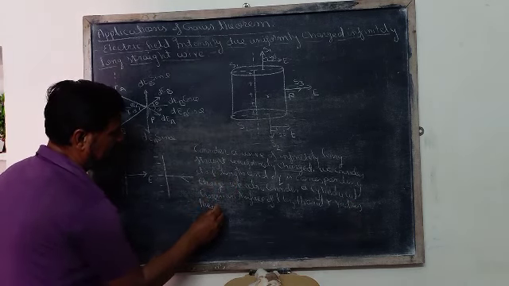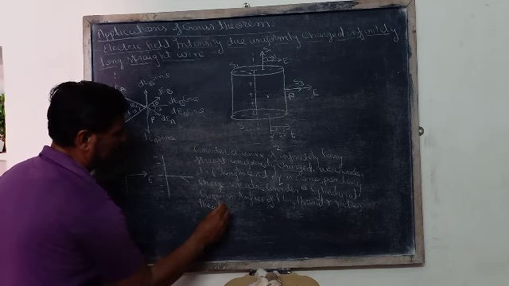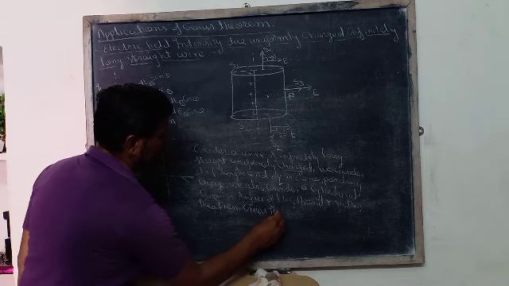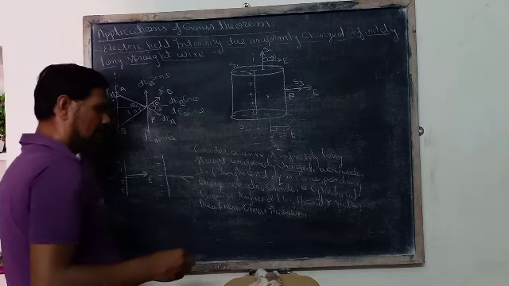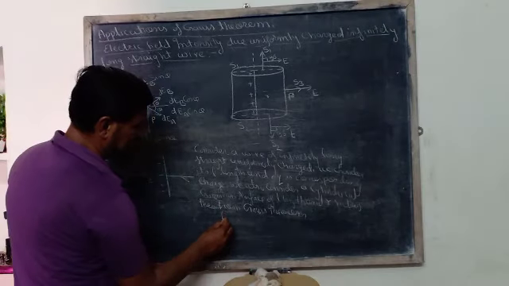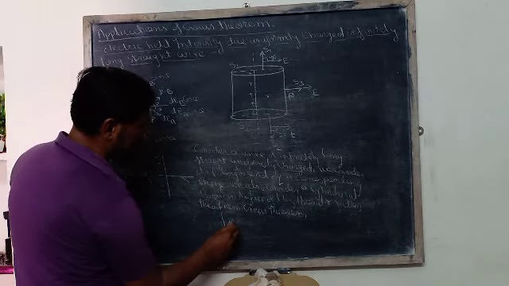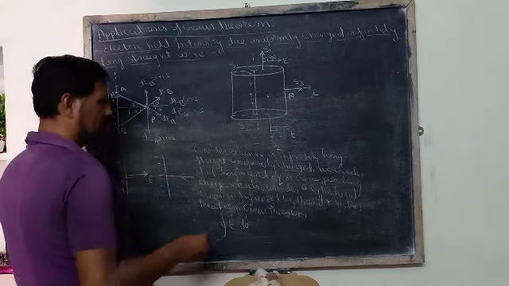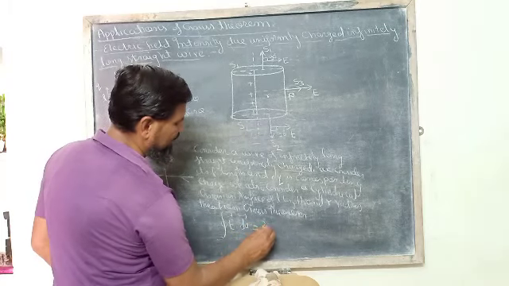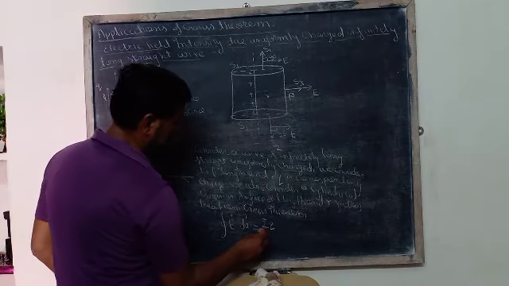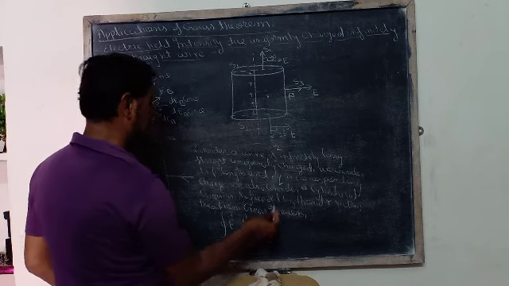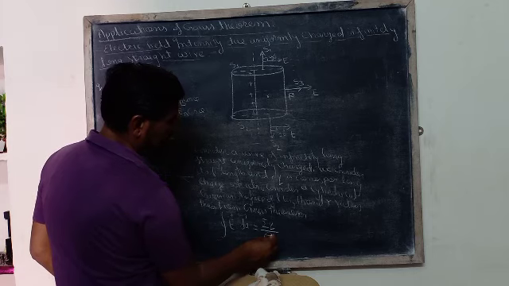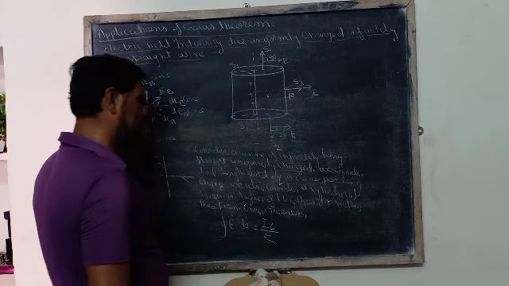Then from Gauss theorem, we know that the Gauss theorem is the closed surface integral of E dot dA. The corresponding flux of the Gaussian surface is equal to the summation of Q, the algebraic sum of all charges enclosed by the Gaussian surface, upon epsilon. For vacuum we consider epsilon naught.